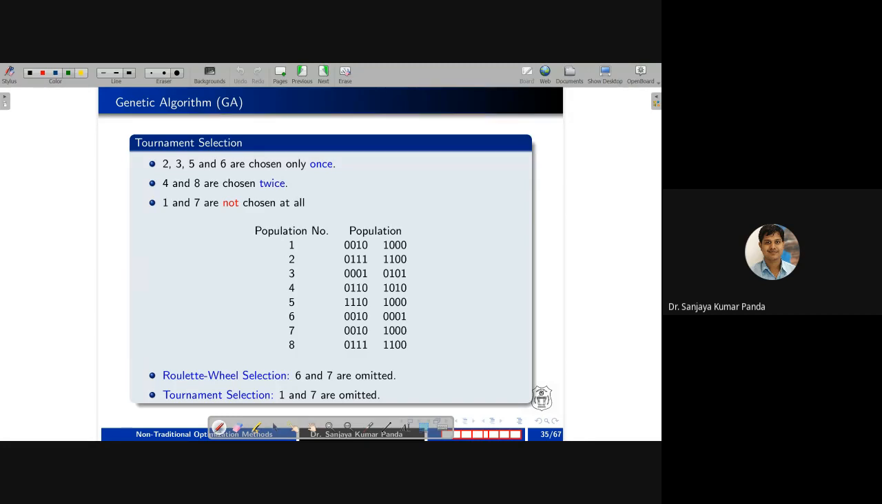So what we are going to do is population 1 and 7 are going to be discarded and populations 4 and 8 are going to be duplicated, right? So again, you have 8 populations before selection, and 8 populations after the selection process. But in this 8, 1 and 7 are not there, and 4 and 8 are duplicated twice. If you compare with the roulette wheel selection, 6 and 7 were omitted in the previous case, and here 1 and 7 are omitted.